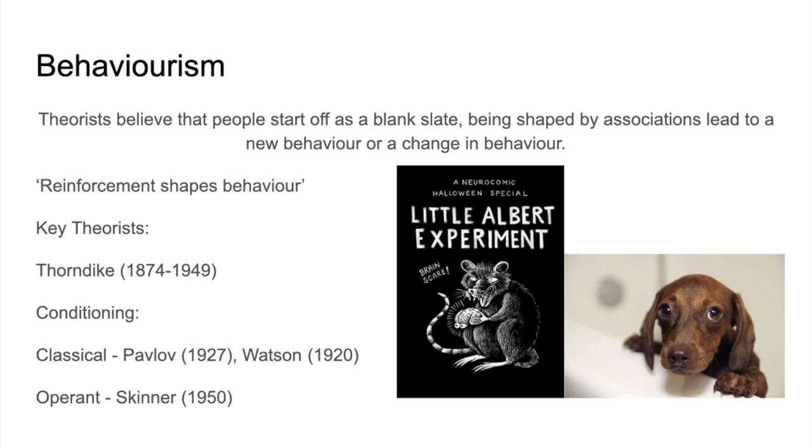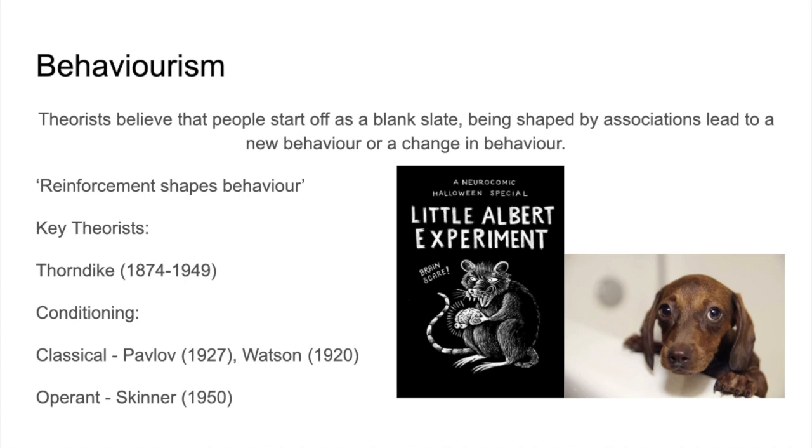Theorists believe that people start off as a blank slate, being shaped by associations that lead to a new behaviour or change in behaviour. Thorndike was one of the first psychologists to introduce behaviourism, which he described as learning through trial and error, which creates shortcuts in the mind and also links to operant conditioning.